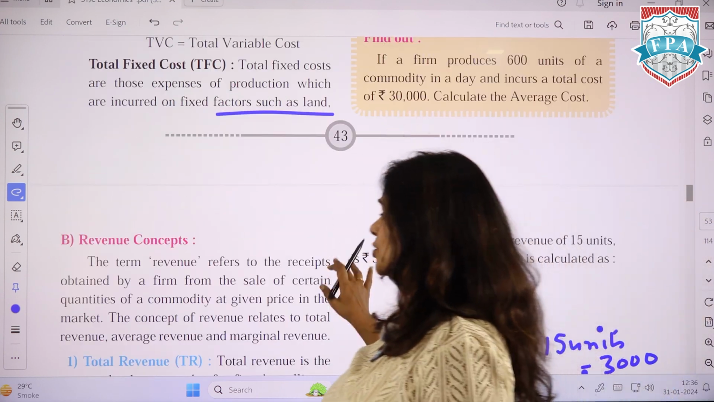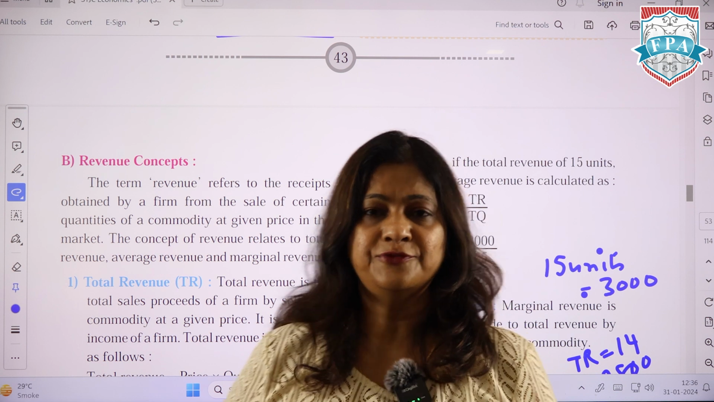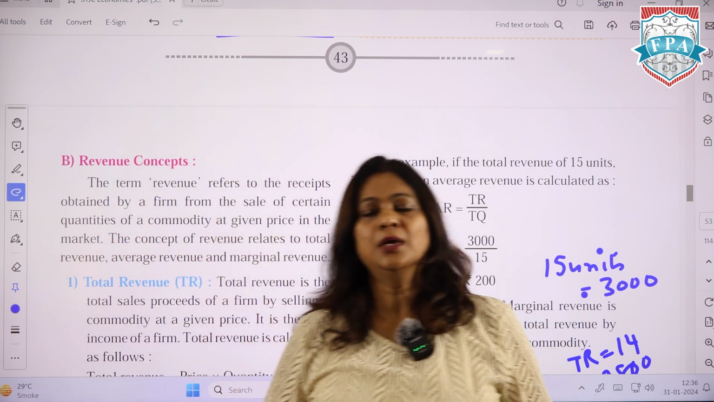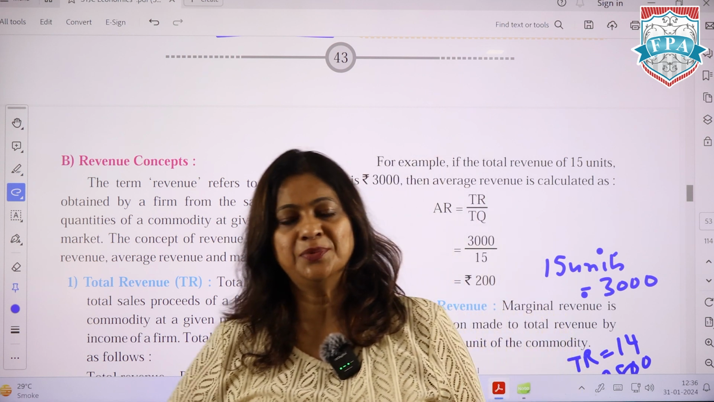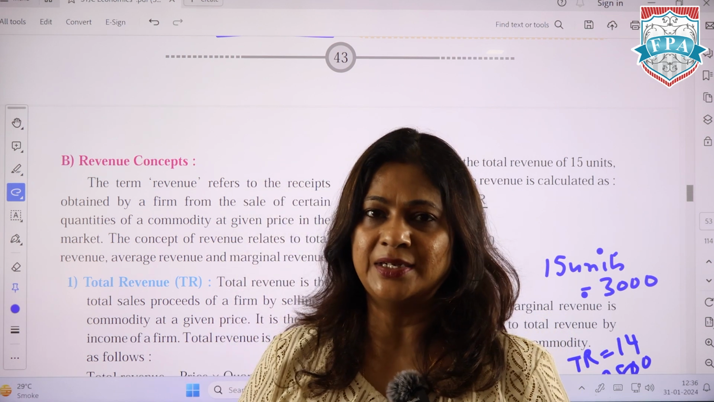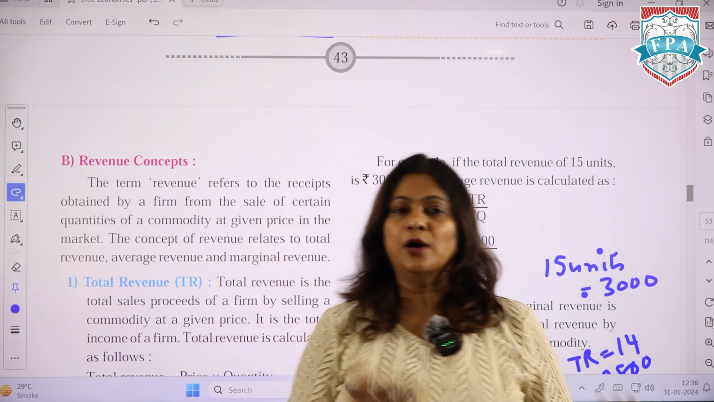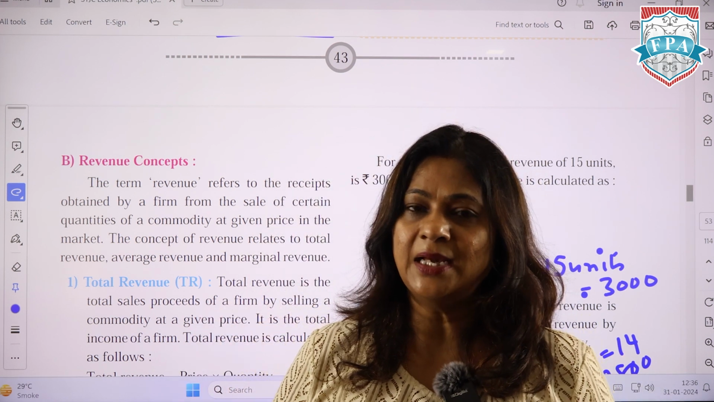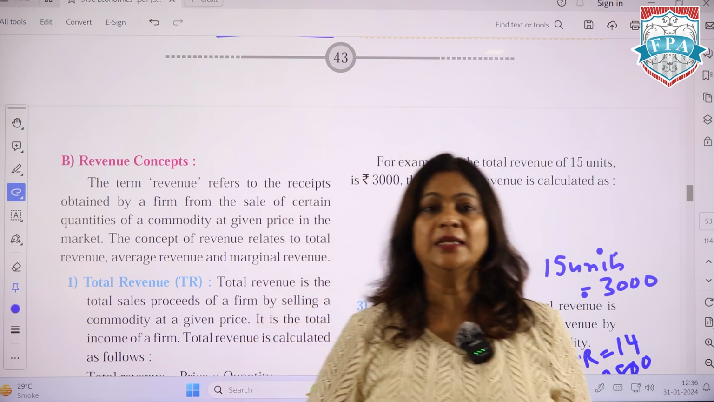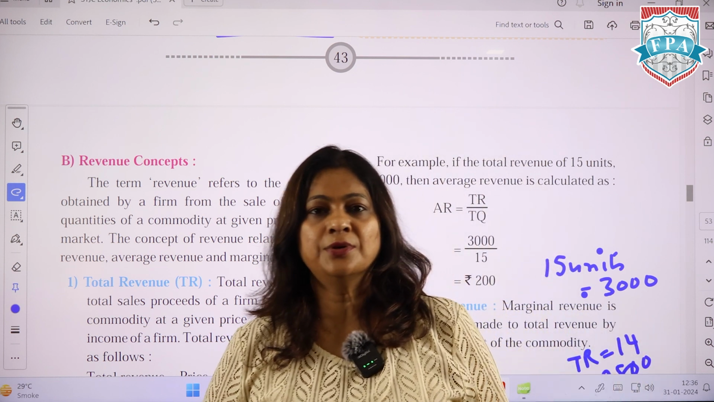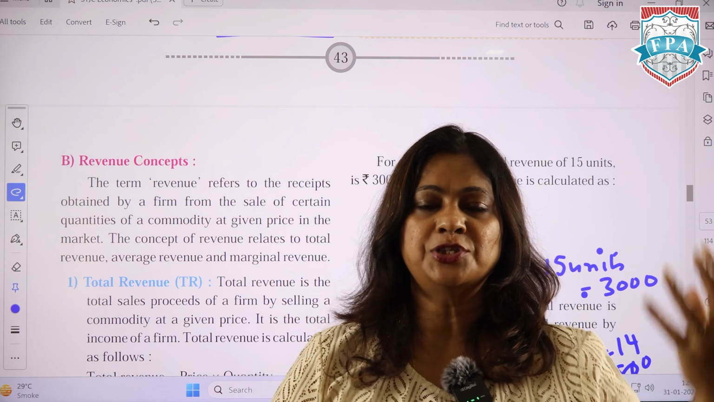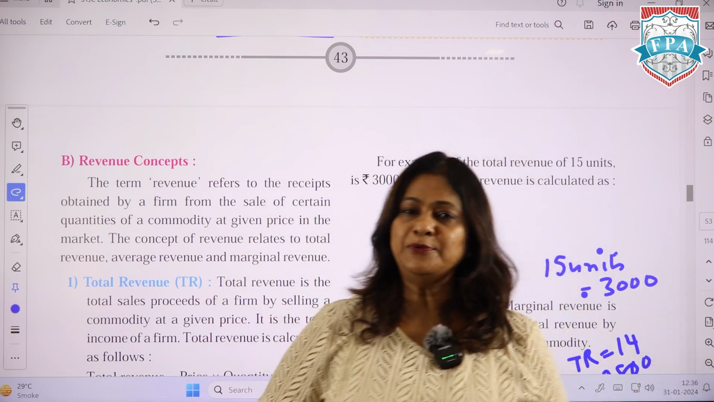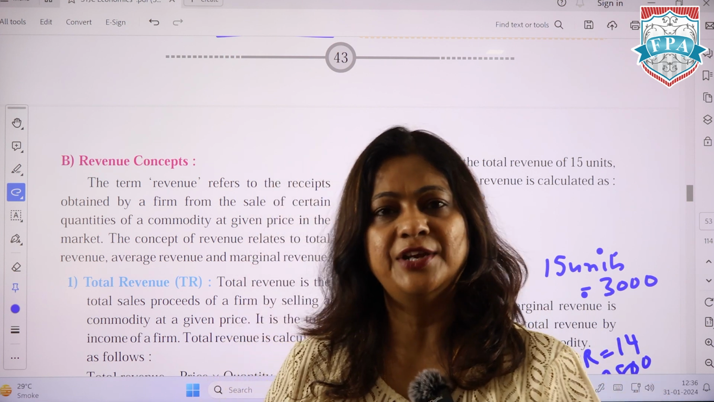So with this, guys, we come to an end of chapter number 4, which is about supply. We understood the difference between stock and supply. We understood various factors affecting supply. We understood the law of supply, exceptions to supply, variations in supply, expansion, contraction, increase and decrease. We understood the concept of cost, total cost, average cost, marginal cost, and the concept of revenue, total revenue, average revenue, and marginal revenue.